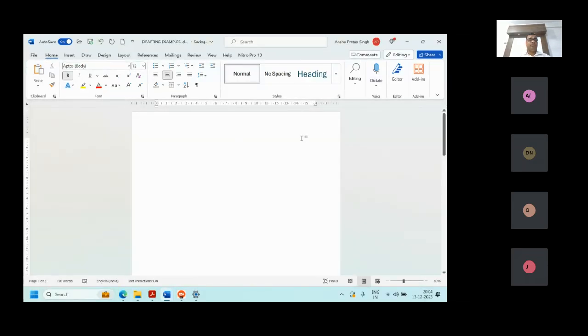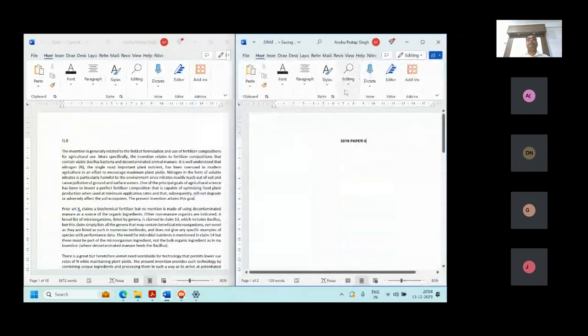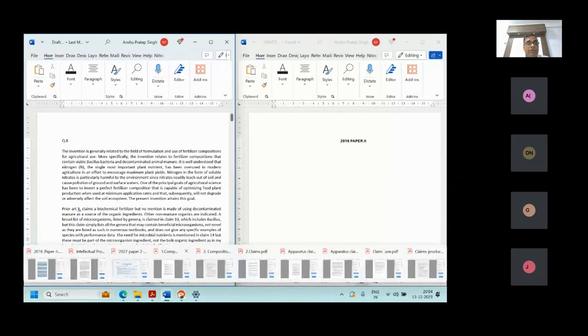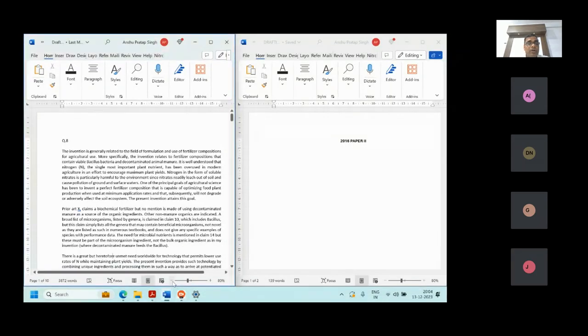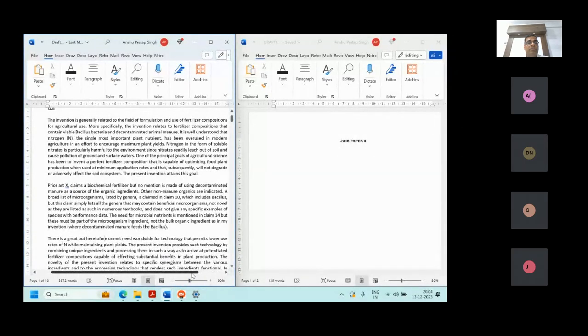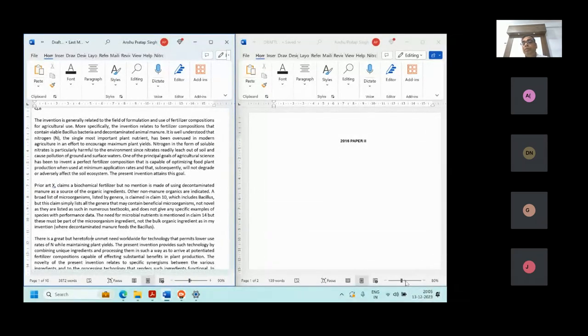So we are using the 2016 paper, and how we will be attempting it is what I'm trying to show. Are both papers visible to you easily? Yes, sir. Okay. You can read here also, both sides, no? Okay. Fine.